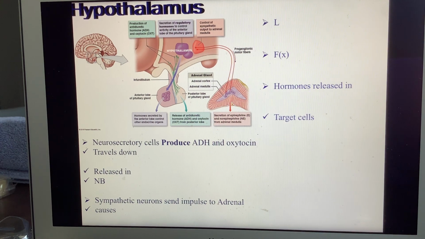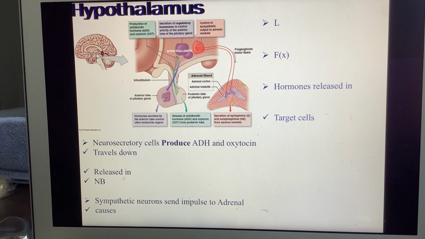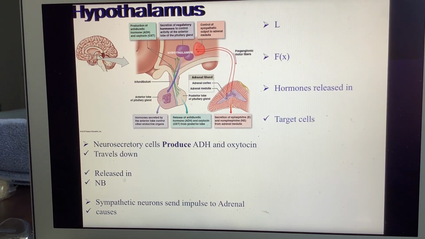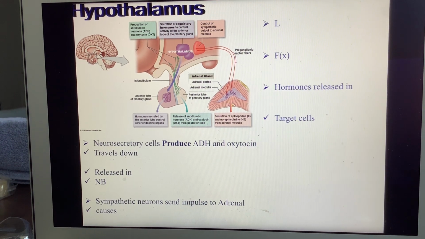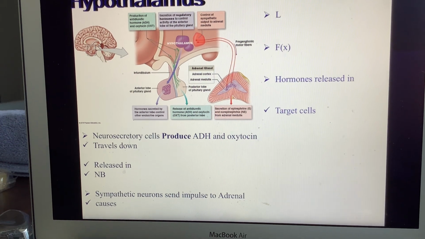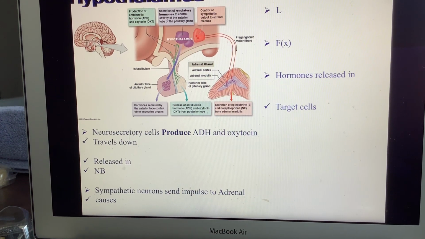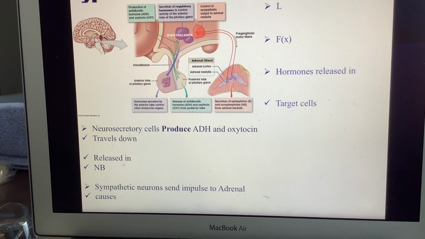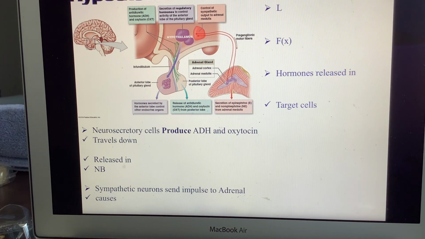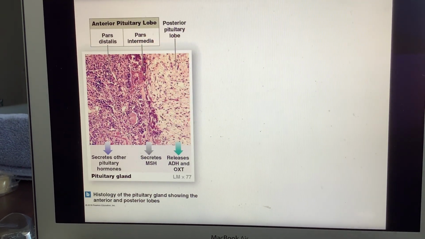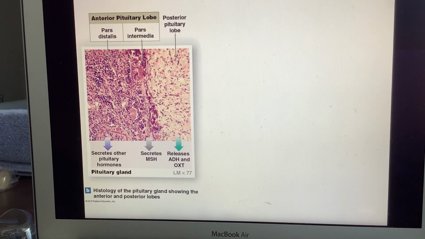So we've seen two functions of the hypothalamus now. It produces ADH and oxytocin, but they're secreted from the posterior pituitary. And there are sympathetic neurons that are going to send impulses to the adrenal medulla that causes chromaffin cells to release epinephrine and norepinephrine. Remember that epinephrine and norepinephrine are the names that we prefer now for the use of adrenaline and noradrenaline. So the third function that the hypothalamus has is on this slide here.